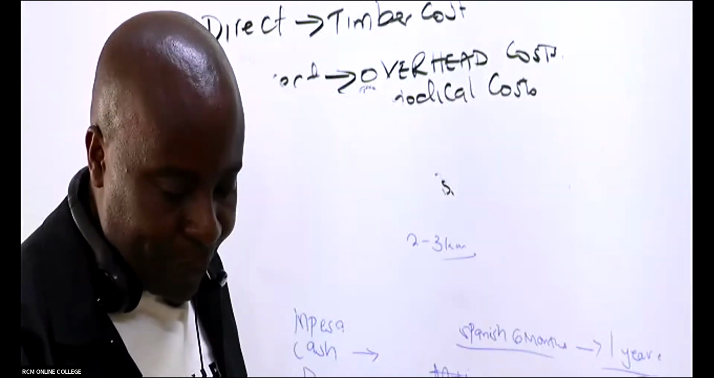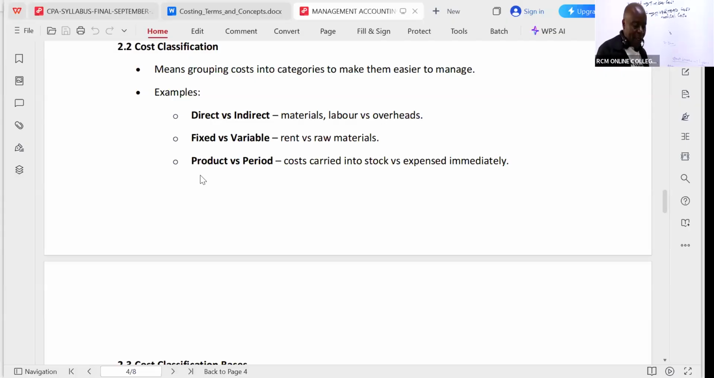So we continue. Then we have what we call product versus period. Product costs, these are the direct costs. These are now the costs which will form a base for our inventory costs. So we have here product costs, costs carried into stock.